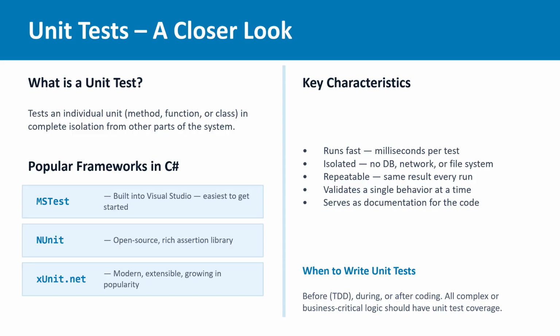So let's zoom in on those unit tests specifically. A unit test has 3 defining characteristics, and it runs in milliseconds, so super fast. It runs in complete isolation from everything else, and it produces the same result every single time you run it. If those properties aren't true, then it's not a unit test. So it has to be fast, isolated, repeatable, validates a single thing, and it can serve as documentation for your code. So isolation, this is where beginners often get tripped up.